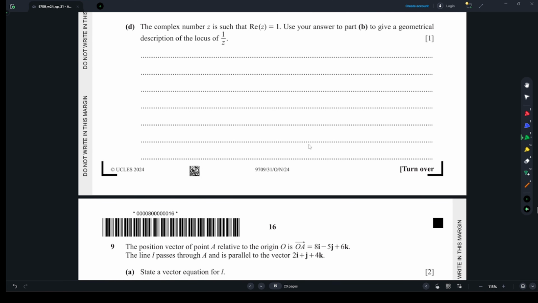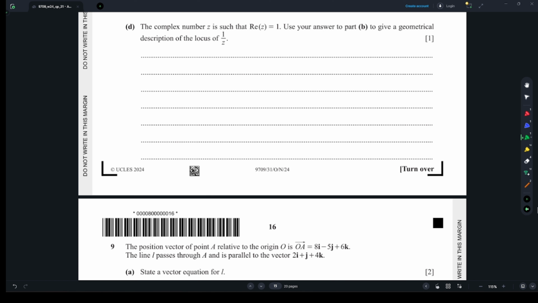And now let's move to part D. So here the complex number z is such that real z equal 1. Use your answer to part B to give a geometrical description of the locus of 1 over z. Okay, so now it's 1 point, so you have to explain this one. But you have to use your previous parts here.